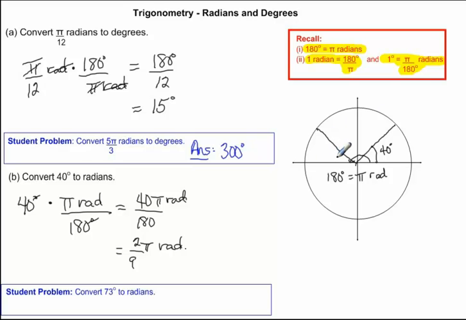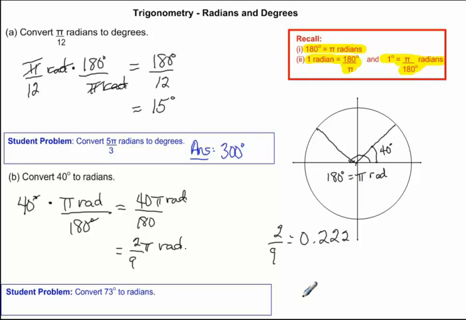So we know that 40 degrees is going to be just a little less than 1/4 of 180. If we went to our calculators and figured out what 2/9 is, 2/9 is a little less than a quarter. 2/9 is equal to 0.222, which is a little less than 0.25. So we know that 180 degrees is equal to pi, so this 40 degrees is just a little less, which is 2/9, a little less than pi.